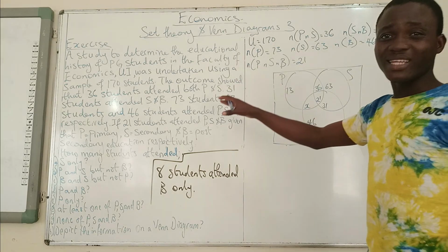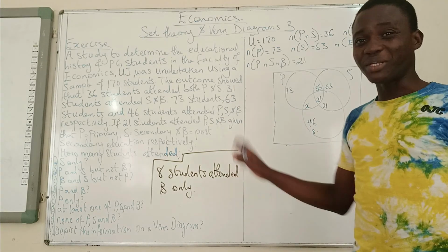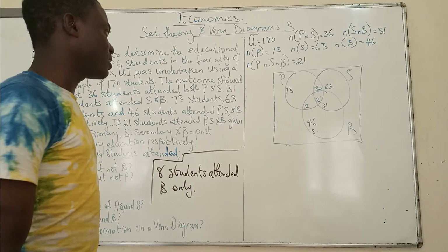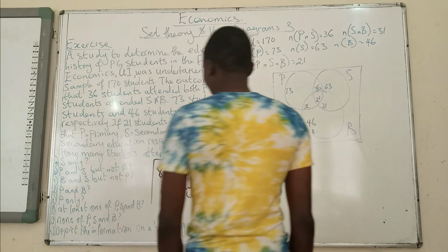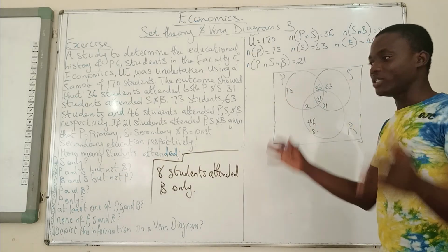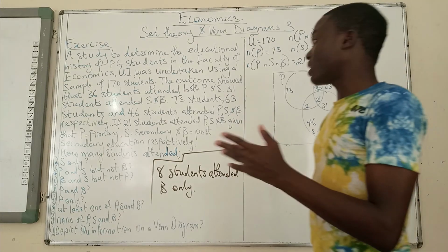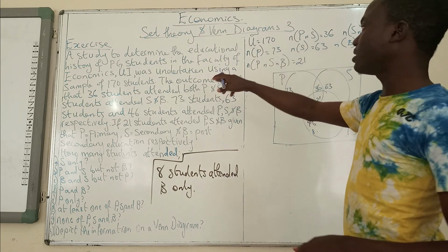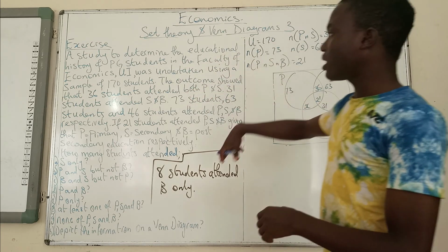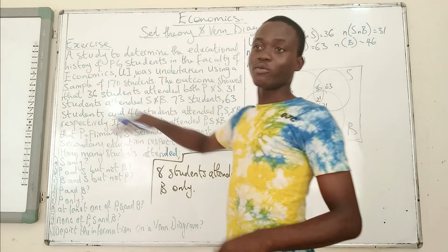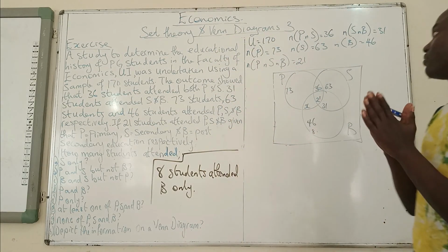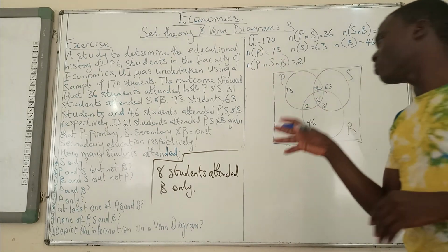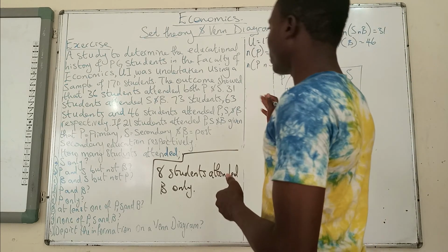So everything that I have here is like a comprehension passage. So it's basically English. So what are we to work with? Now, we need to find what the universal set is. Some questions don't have the universal set, but we need to find what it is. Universal set is talking about the entirety, the whole, the population size or the sample size in general. Now, the question already says that a study to determine the educational history of PG students in the Faculty of Economics UI was undertaken using a sample of 170 students. So, since 170 students was used in the sample, our universal set is 170. That's why we have U equals 170. Some denote it as E, big U, whatever. So just note that it is 170.